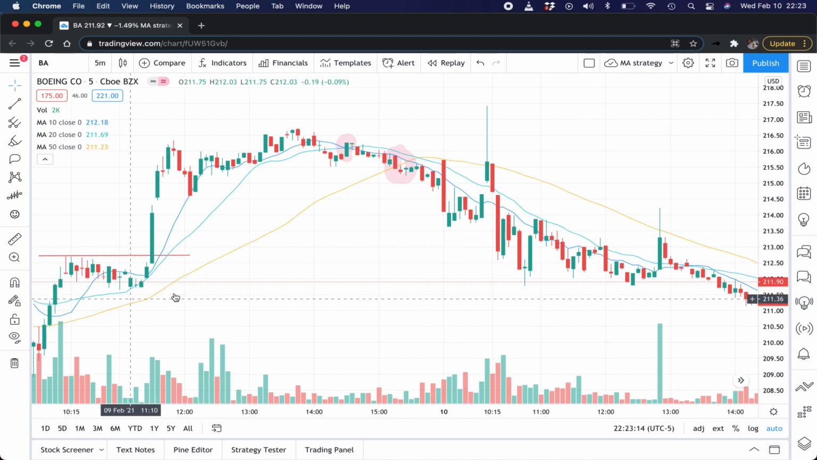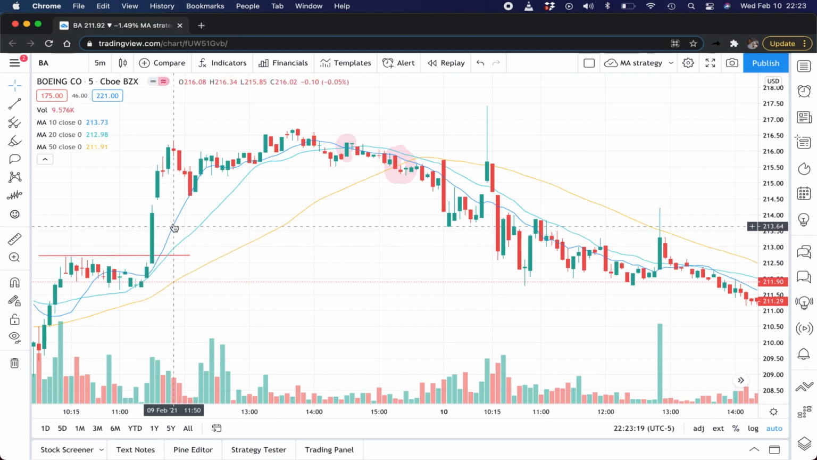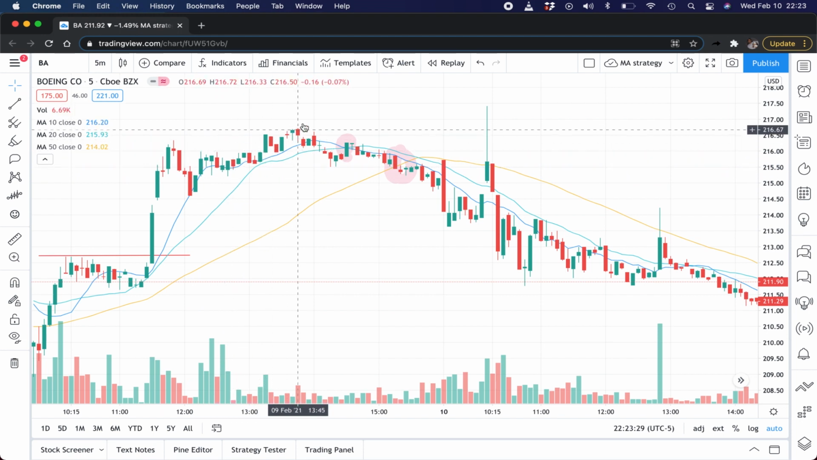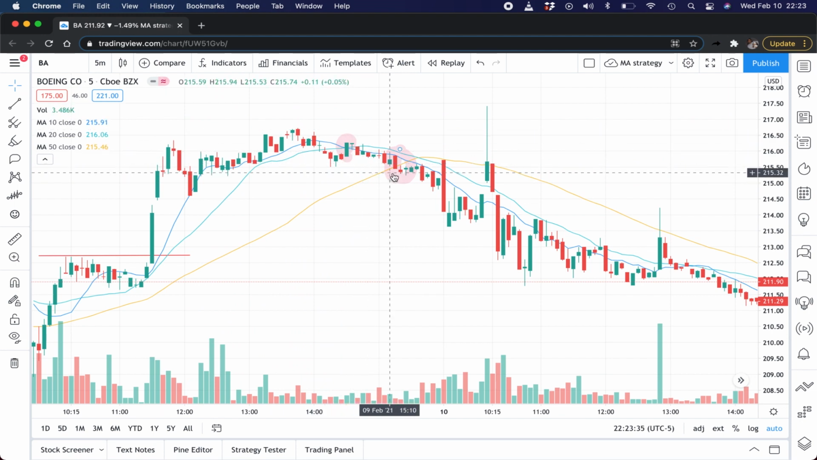Also, one more thing that I want to show here is when you're in the uptrend, you can see that the moving averages are acting as a support line. See this? In this case, the 10 period moving average is acting as a support, and then it bounced off, bounced off, bounced off. And in some cases, the 20 was used as a support, bounced off. And then here the 50.